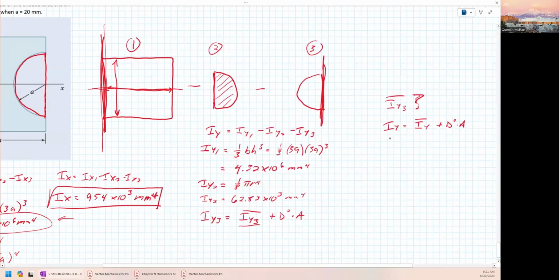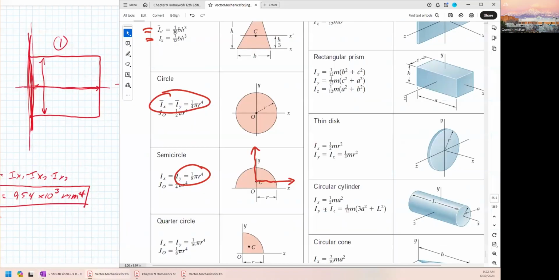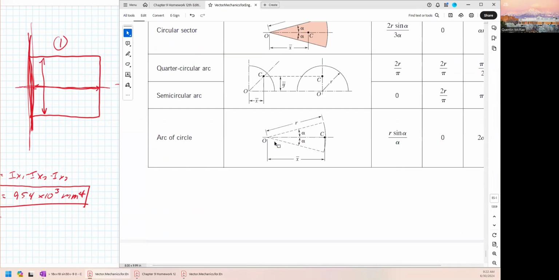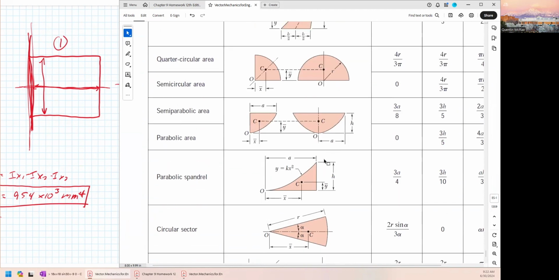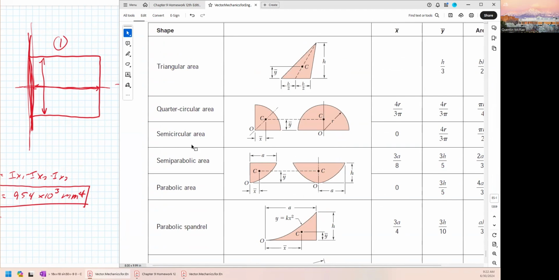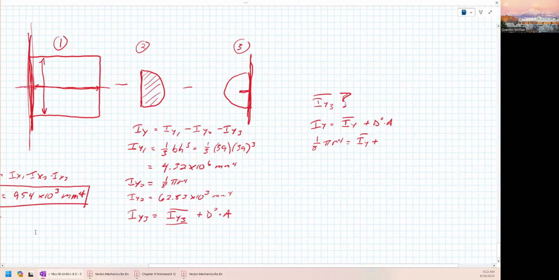So 1/8 pi r to the fourth is what we're looking for, IY bar plus the distance. Well, I do know the distance. The distance is going to be from the centroidal axis to that. How far is that? That is a table lookup from the previous table from chapter 5 instead of chapter 9. Now don't make the mistake that I often make of switching between circles, arcs, and semicircles. Here we have 4r over 3 pi, and so the distance from the centroid is 4r over 3 pi. Now it's going to be squared. And the area of a half circle is pi r squared over 2.